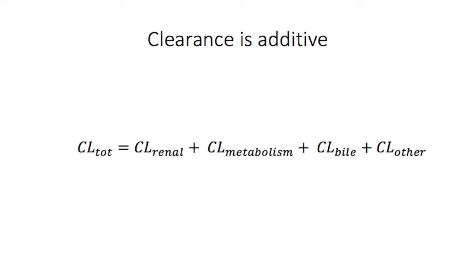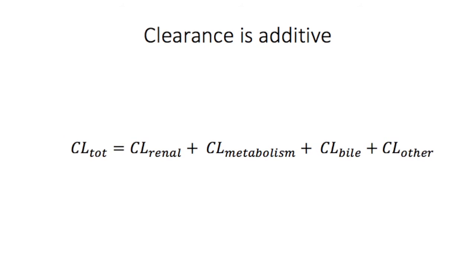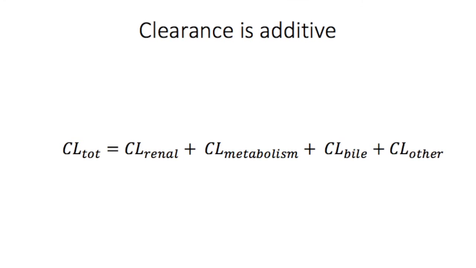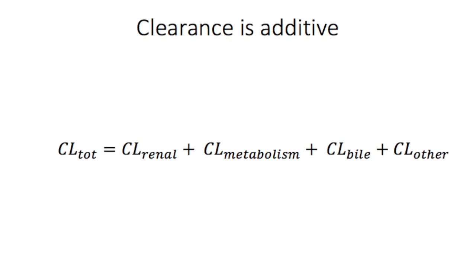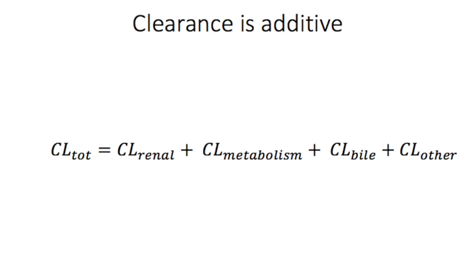Finally, we need to point out that clearance is additive. This means that the total body clearance we measure based on how drug concentrations change over time in the plasma is a reflection of the sum of the contributions of all the different organs in the body that play a role in removing the drug from the blood.